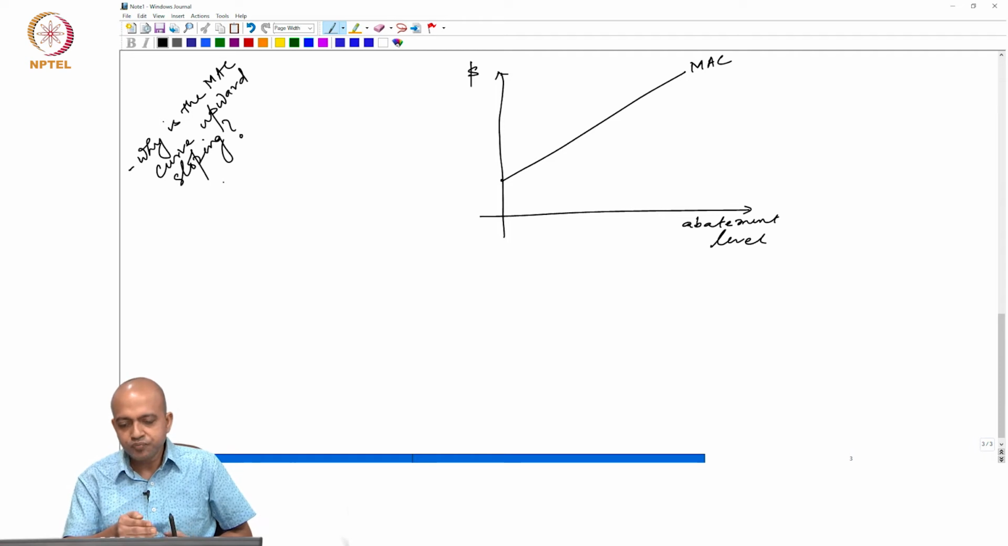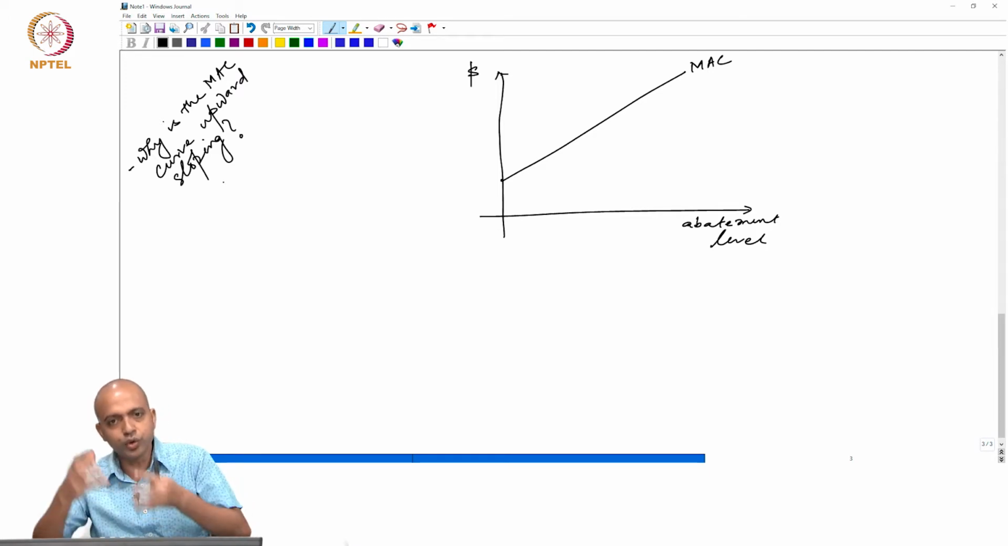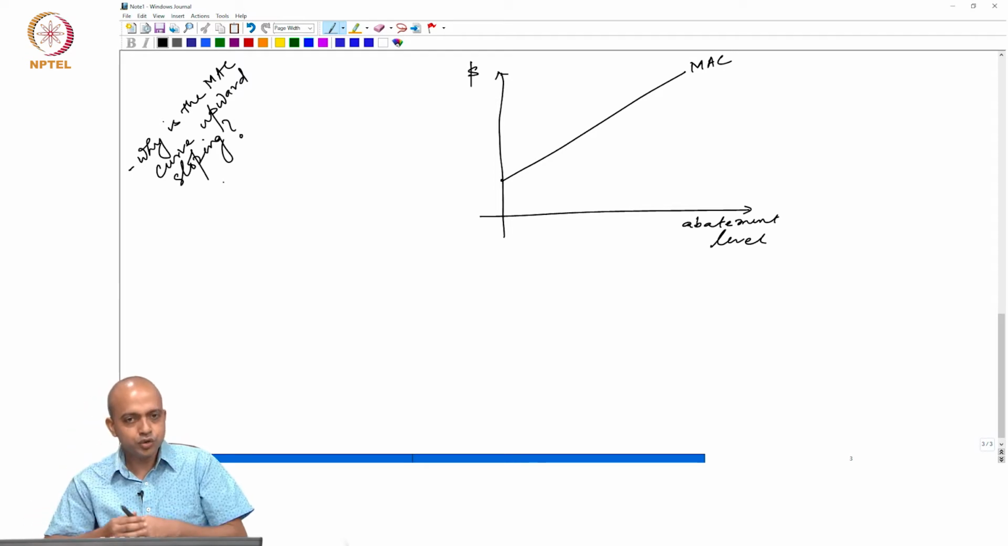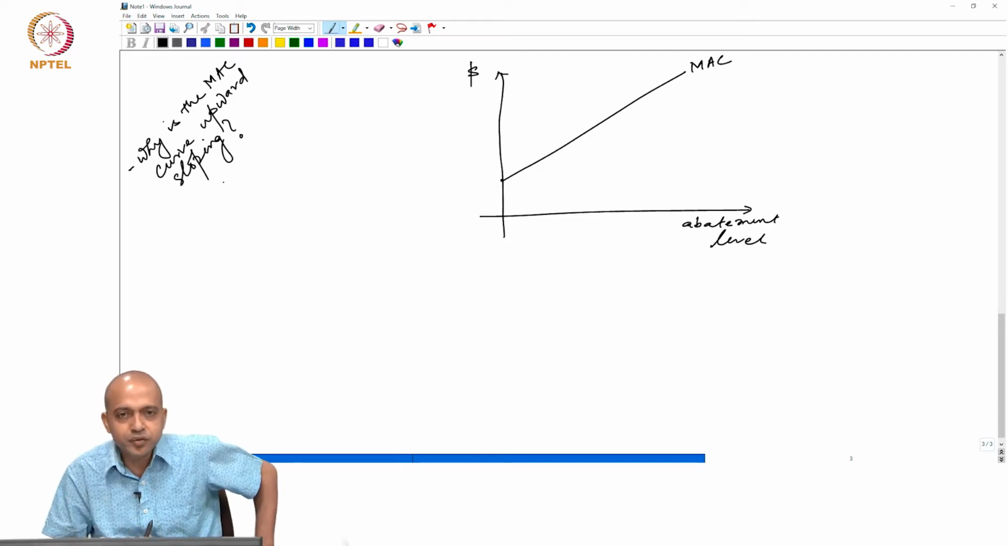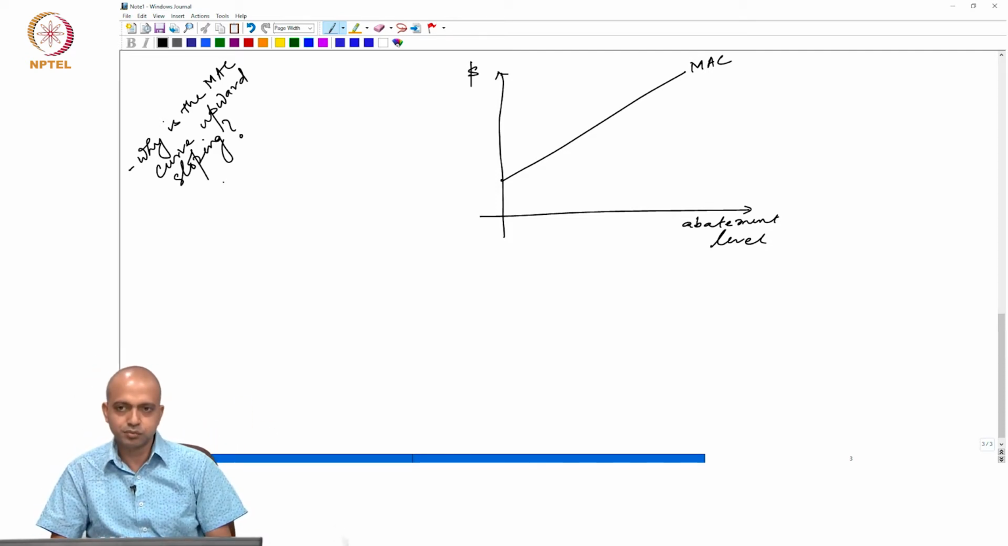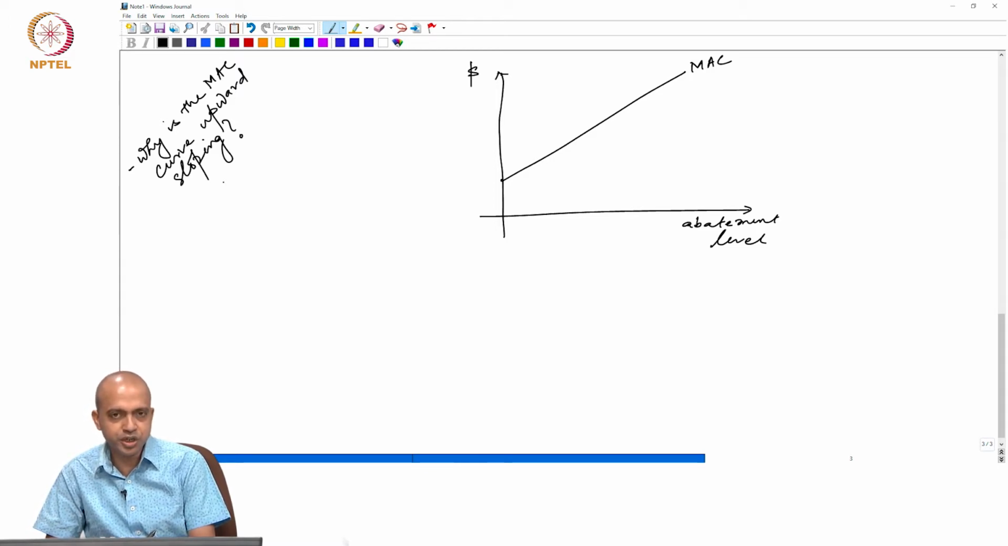So, that means for every additional unit of abatement, your marginal cost of abatement is actually going up and up. So, every additional unit of abatement becomes costlier than the previous unit. What is the logic? Can you think of why the MAC curve is upward sloping? Why every additional unit of abatement becomes more costlier than the previous one?